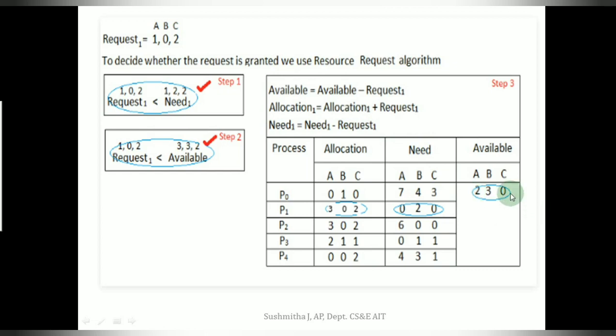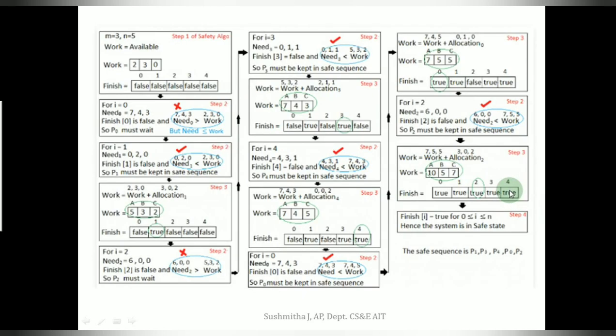Now, after the resource request algorithm, we again have to run the safety algorithm. The new available is 230. For each process, we see whether it turns true. Again, running back, can I satisfy process P0 with 230? No, I cannot. Can I satisfy process P1? Yes.